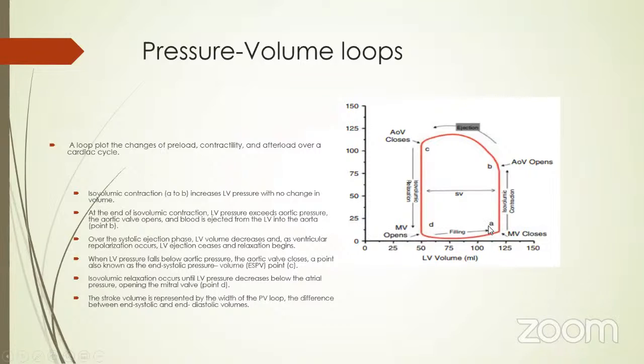as systole starts with mitral valve closure. There will be something called isovolumic contraction. The volume of the heart will be constant, but the pressure will increase until it exceeds the aortic pressure. When this happens, the aortic valve opens and we move to the ejection phase.